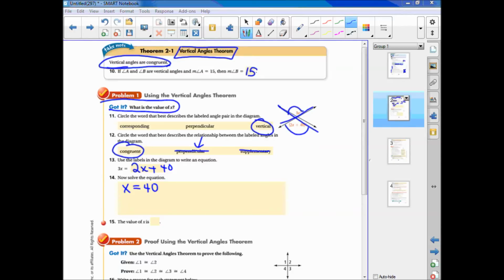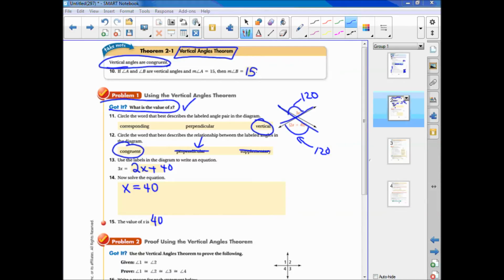Okay, and then that's it. That's the value of x. Notice if we plugged it back in though, 3 times 40 is 120, 2 times 40 is 80, plus 40 more also makes 120. So both angles are congruent. So the value of x is 40.